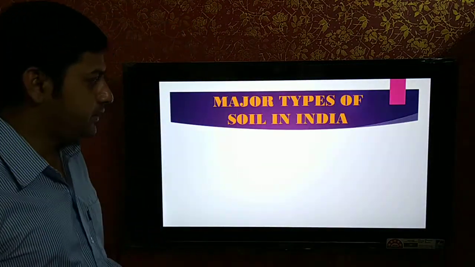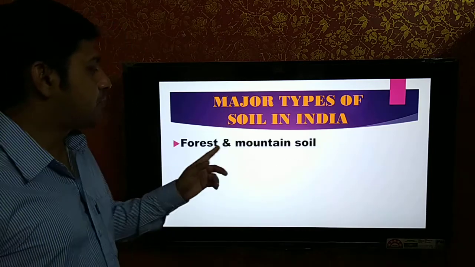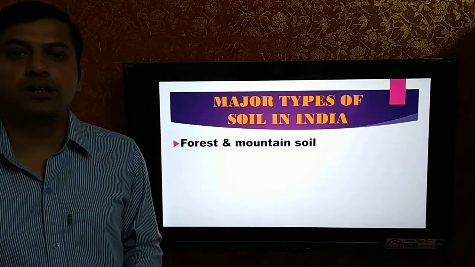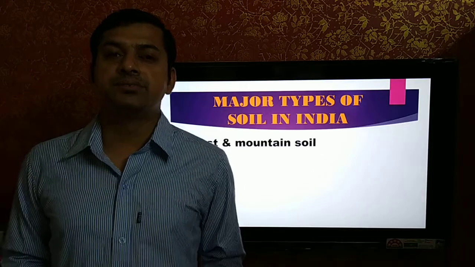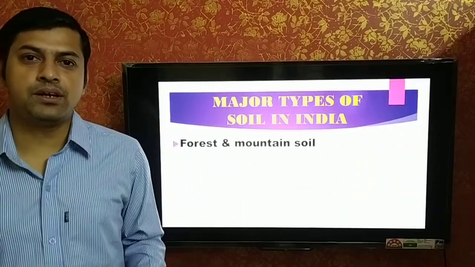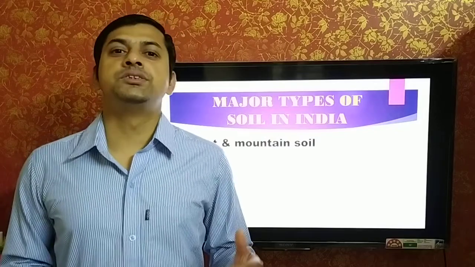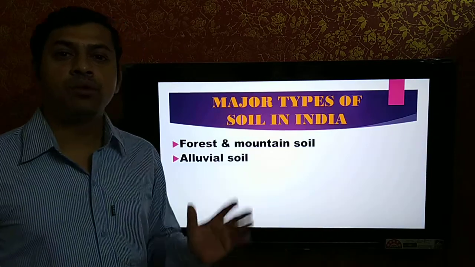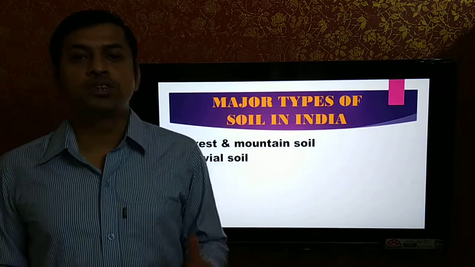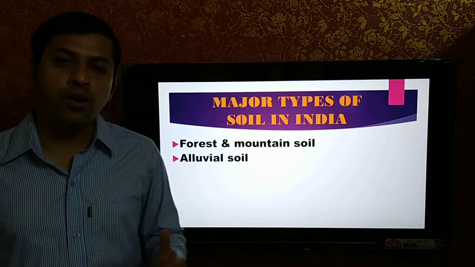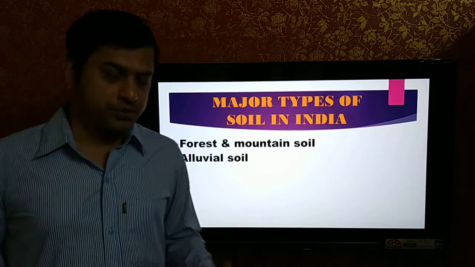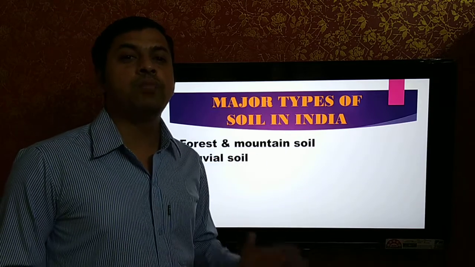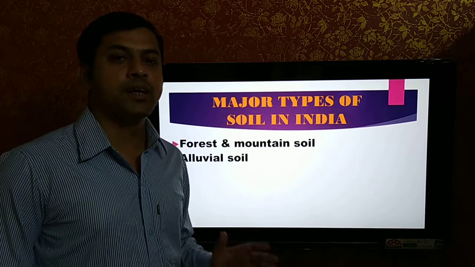Major types of soil in India. The first type of soil, forest and mountain soil. Where it is found, you have already learned from the chapter. Mainly in the northern mountains it is found. The next type of soil is alluvial soil. It is one of the important soils in our country which covers almost 40% of our entire soil. It is found mainly along the river plains of India and it is one of the most fertile soils.